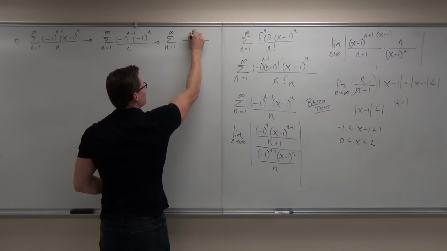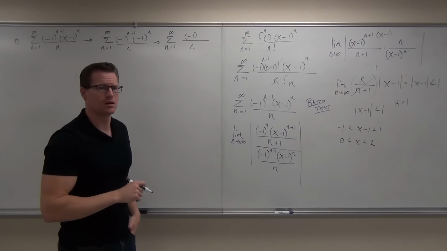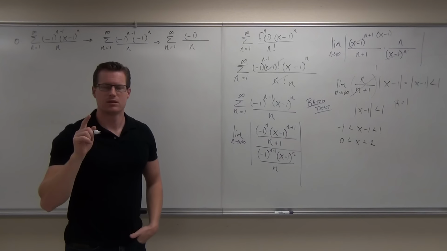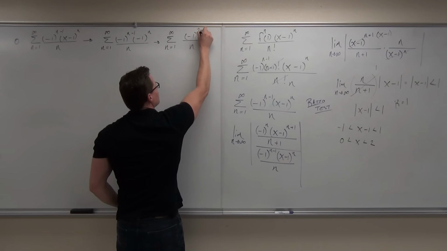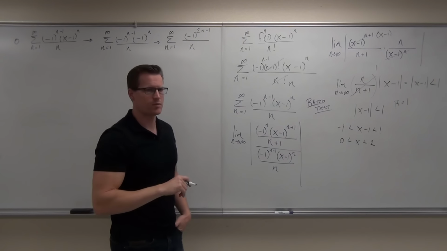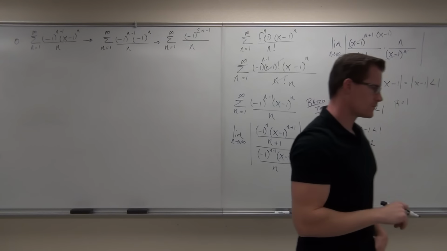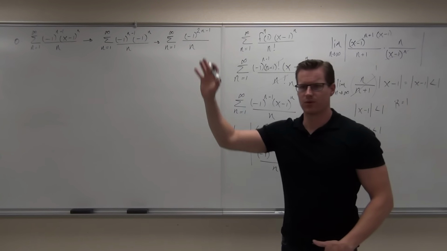I'll tell you it's going to be -1 to the 2n minus 1. Okay, show of hands if you feel okay with that one.